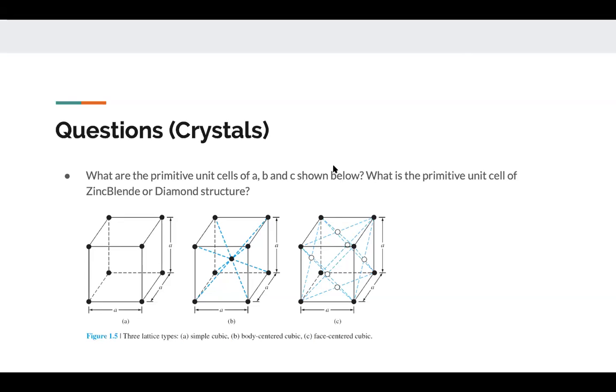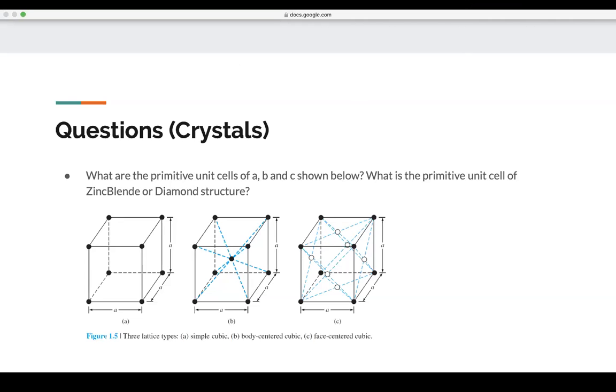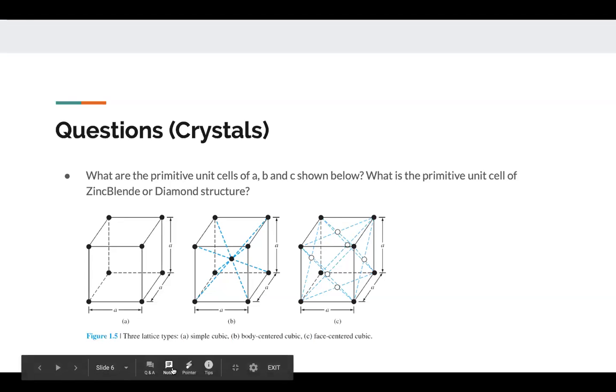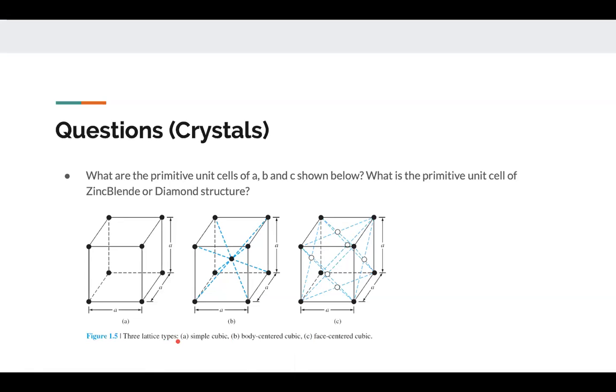Sure. So the lattice structure is essentially the whole element. A primitive unit cell, as you can see here, is the base unit that you can use to replicate an entire lattice structure. So a lattice structure is made up of a bunch of primitive unit cells. Kind of like Minecraft, where you have one block, and that's your unit cell, and then you replicate that to build something bigger, which is the lattice structure.